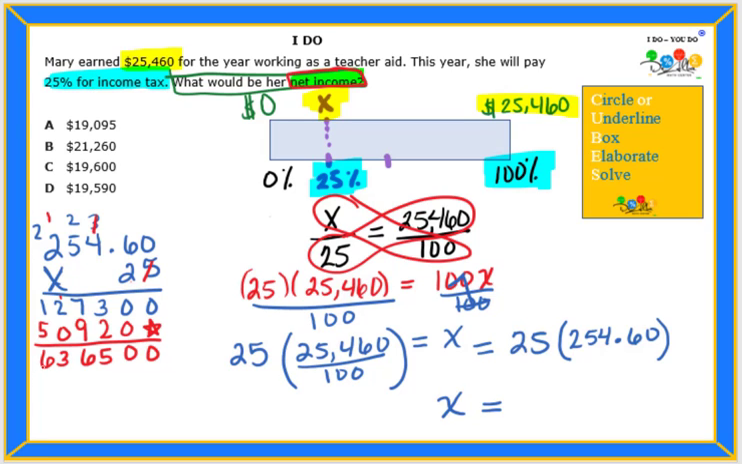Now remember, we did have decimals, so we need to make sure that we count our decimal places. I have two numbers behind the decimal. I see them right here, 1, 2. In this factor, we don't have any decimal places, so we just need 2. So in my answer, I'm going to make sure to come from the back, 1, 2. And so we get $6,365.